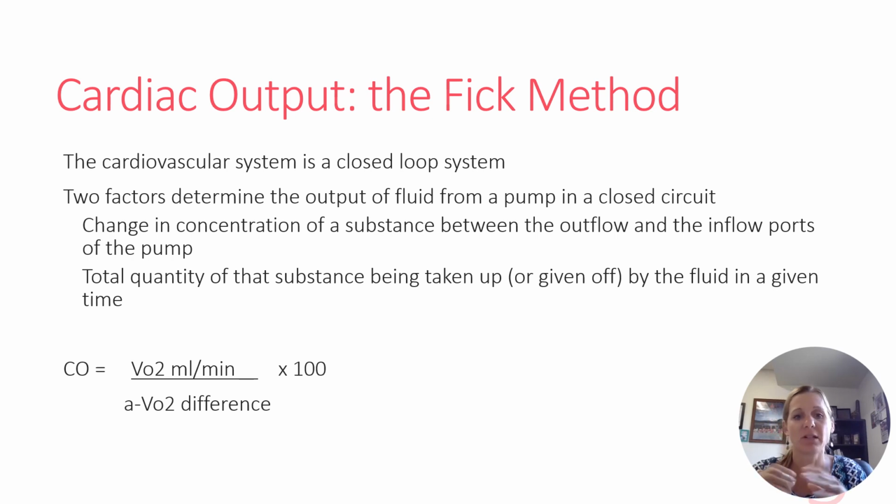And I guess the elements we need to understand when we think about cardiac output, how much blood is flowing out of the heart, or how much blood we need to flow out of the heart. It's important for us to note that the cardiovascular system is a closed loop system. What does that mean? That means for the most part, things are staying inside the system. So we're not seeing a whole lot of change of things coming in versus things going out as it relates to volume. Okay, so we will see a small shift in volume, but for the most part, that's going to remain pretty steady. So two factors determine the output of the fluid from the pump in this closed loop.